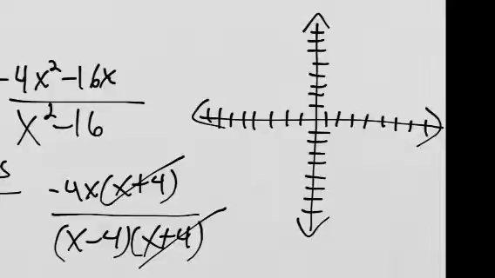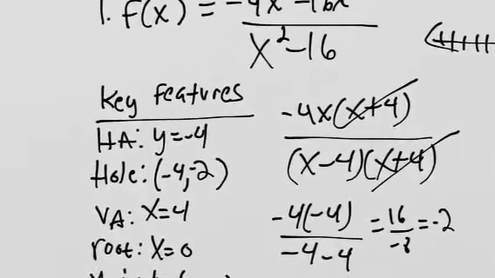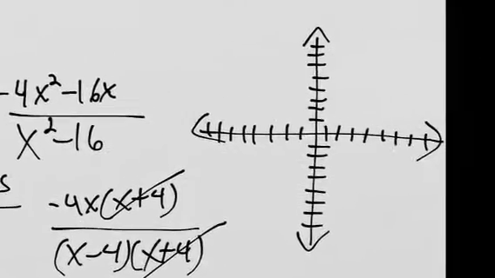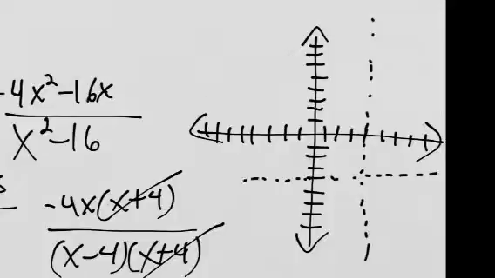All right, so first thing we do, let's draw in our asymptotes. We have a horizontal at -4, vertical at 4. So the vertical one at 4 comes down like this. Okay, and then the one at -4 is going to come across like this.